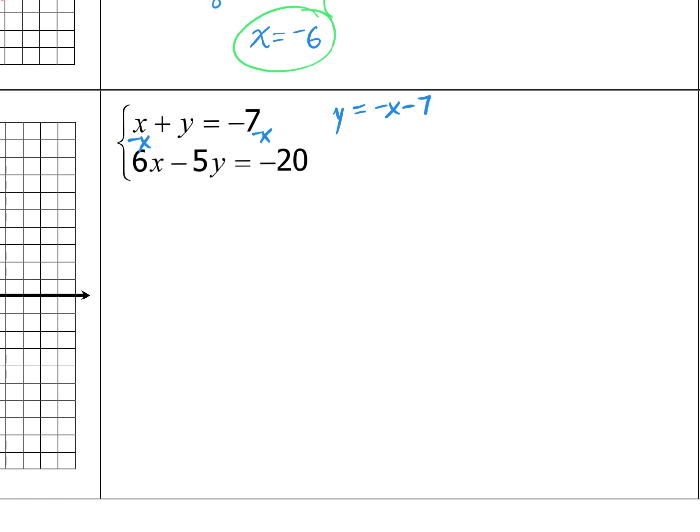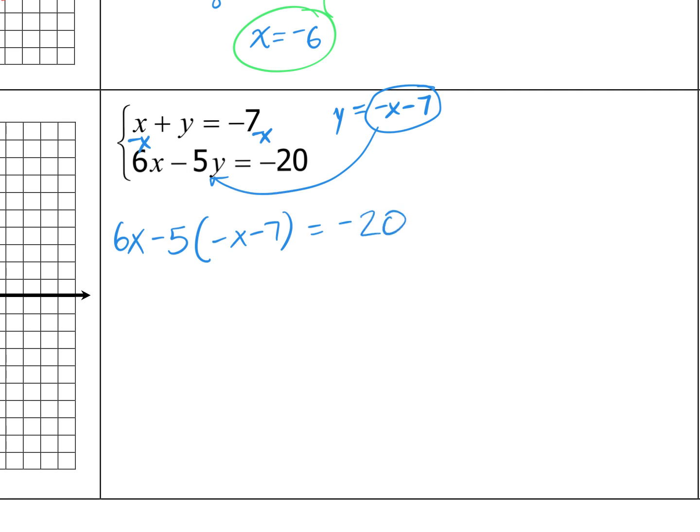That's elimination, what we did on the other one. All right, so if I do this, I'm going to take this y and I'm plugging it in here for y. So I have 6x minus 5. Now you put the parenthesis in to put your -x minus 7. And that equals -20.